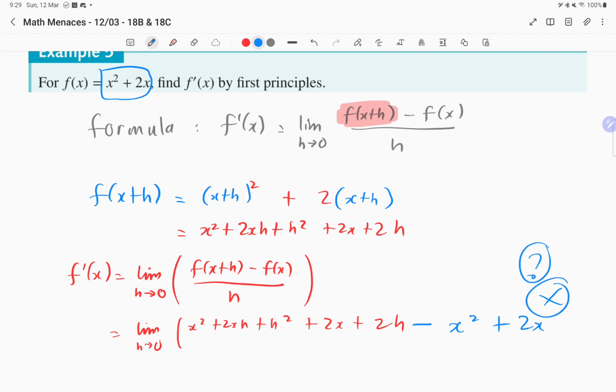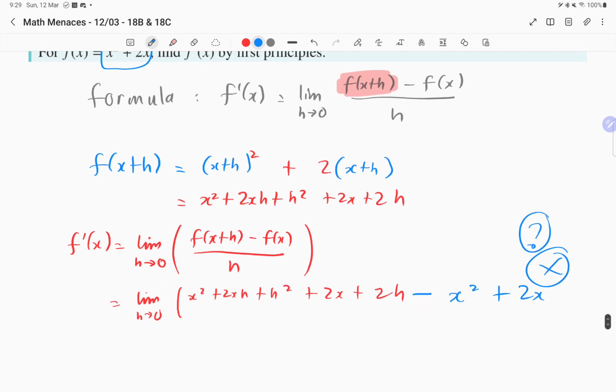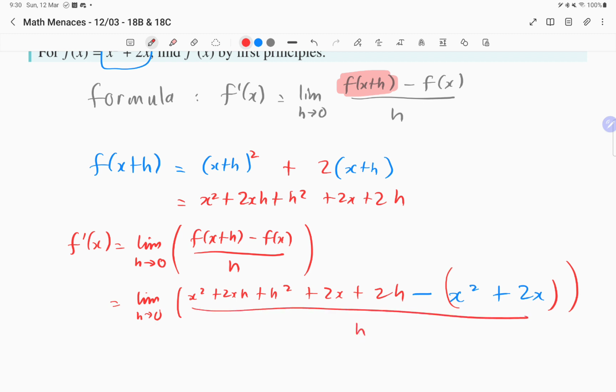Charlie, why is this one wrong? Because when it's in brackets, so then you're subtracting 2x as well as... Yes, very good. So technically, this one should be in brackets. And when you expand the brackets, it will be subtract x squared, subtract 2x. Yeah, because the negative will distribute into each of the terms in here. So when you have two terms, you need to make sure you put that in brackets. Okay, and then everything is over h.